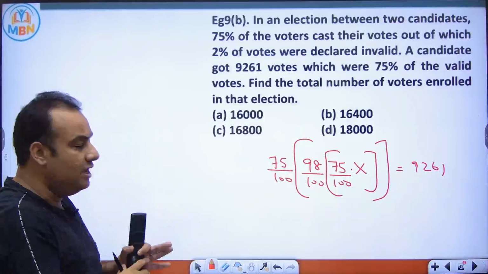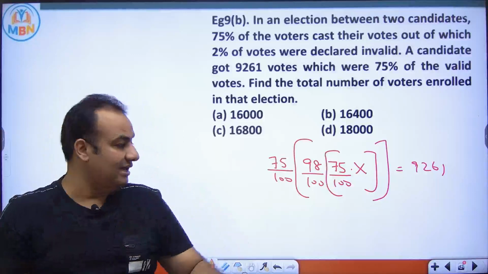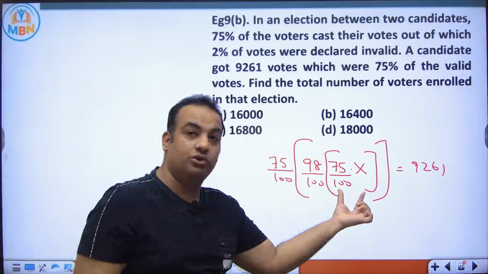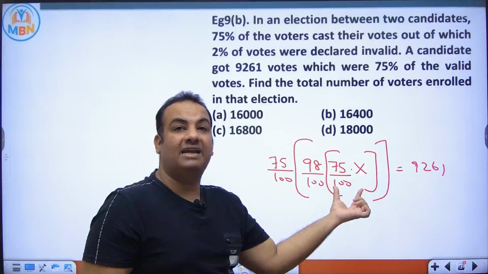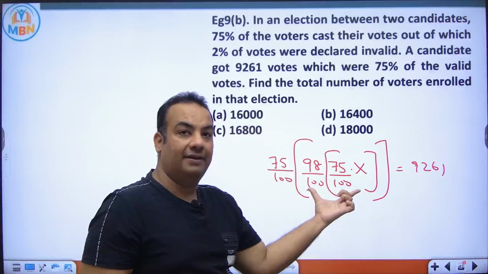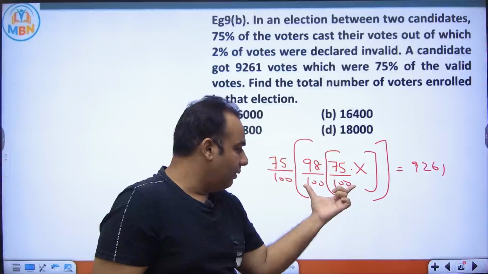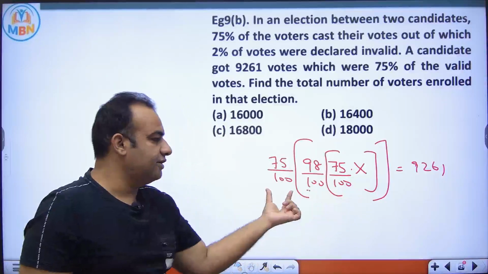This is very simple. You just have to make the structure, then it is very easy. What I have done, I am repeating: let the total voters be X. 75% casted, so these are the people who have casted their votes. Out of this, 2% were invalid, so 98% are valid. This is valid votes. One of the candidates got 75% of valid votes. So 75% of this value is 9261.